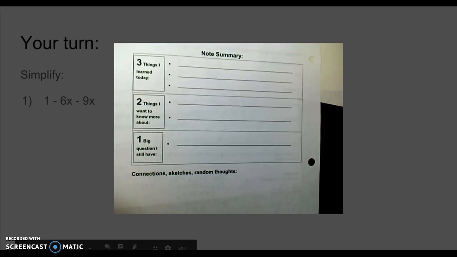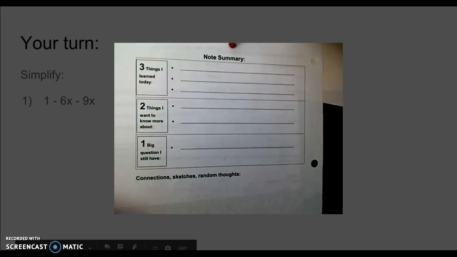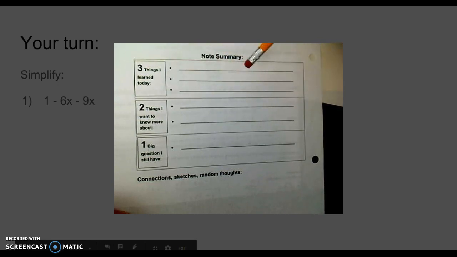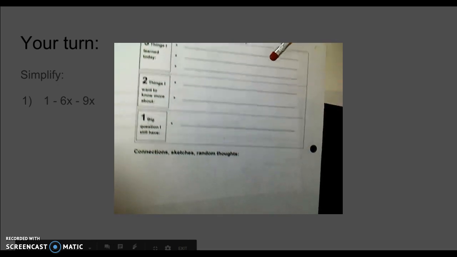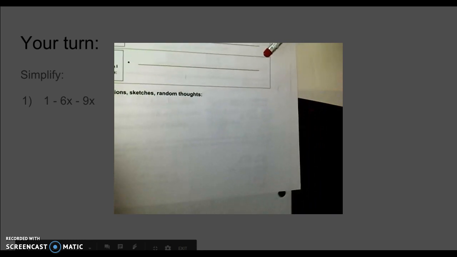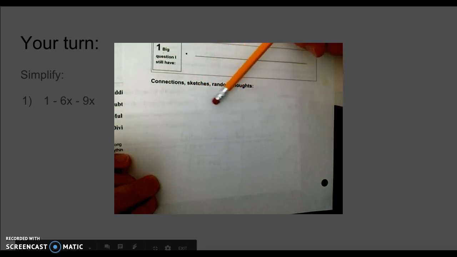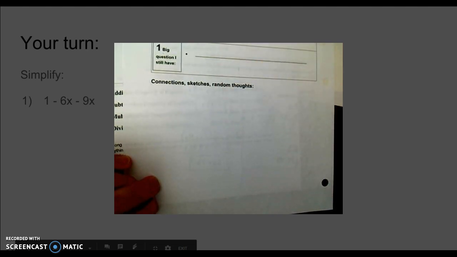So each time when you complete a set of notes, included in your note page that I distribute to you is a place to summarize your learning. And the way I'd like you to do that, I've got two different opportunities for you to do some summarizing. The first is called a 3-2-1 summary. 3 things that I learned today, 2 things I want to know more about, and then 1 big question that I still have. If you best take notes and remember maybe visually, you could write down some connections to other classes or other things you've learned previously in math. Maybe sketch out some thoughts here, graphic organizers and such, and other random thoughts that help to cement your learning.